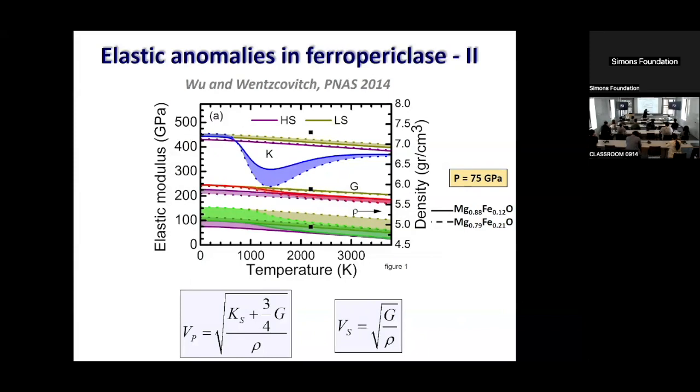So the shear velocity has normal behavior. It decreases with increasing temperature. But the compressional velocity starts to get a little confused here, because the shear modulus decreases with temperature and the bulk modulus increases. So the sensitivity of VP with respect to lateral temperature variations decreases because of this effect.